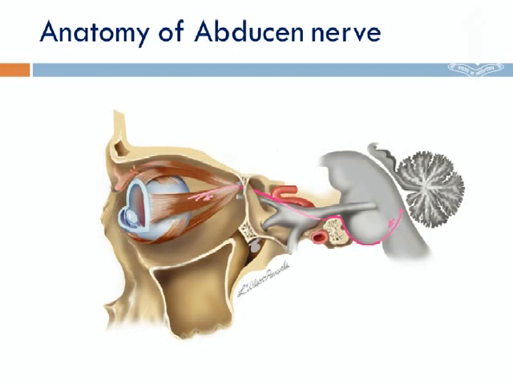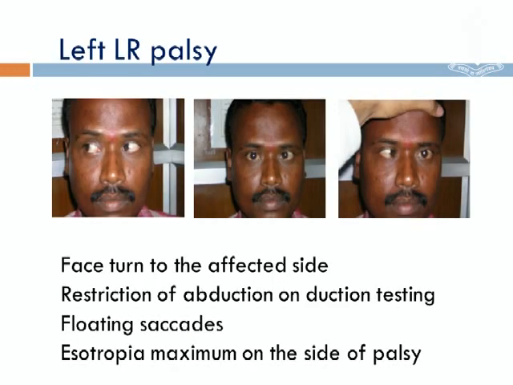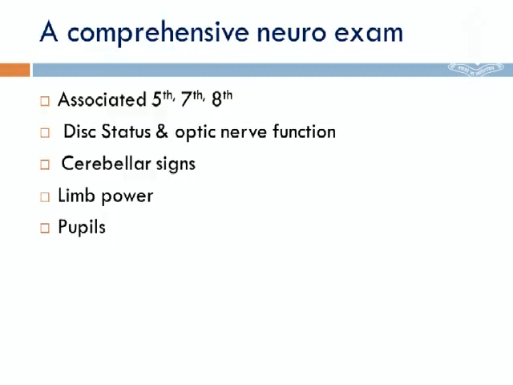The next is your subarachnoid space, where you tend to have tumors or your ICT, which can cause a false localizing sign. And within the cavernous sinus, you can have lesions associated with the internal carotid or CCF; all these lesions can produce your 6th nerve palsy. If you have a 6th nerve palsy, the face is turned to the affected side with restriction of abduction, and esotropia is maximum on the side of the affected eye.